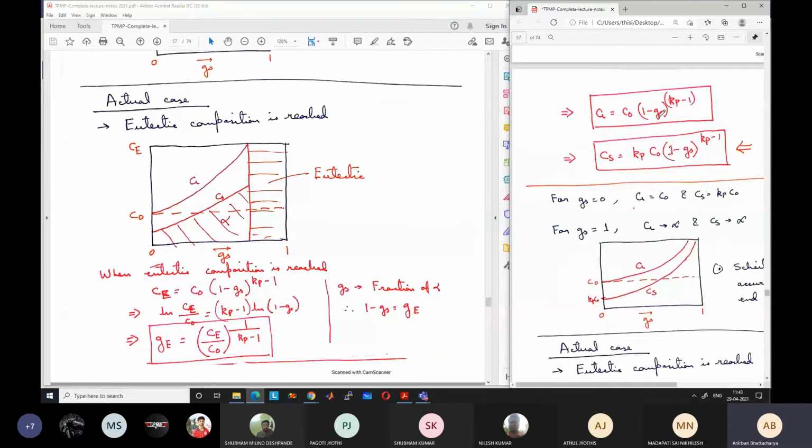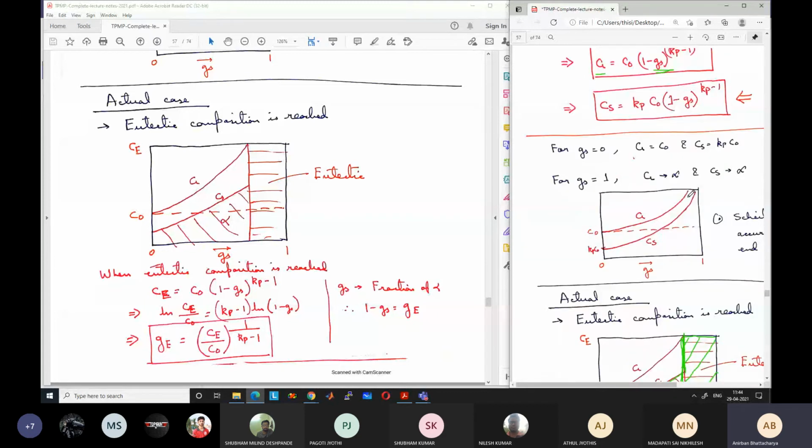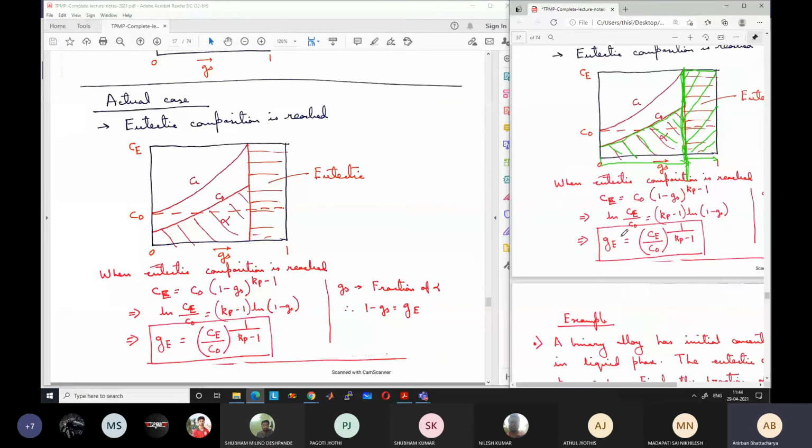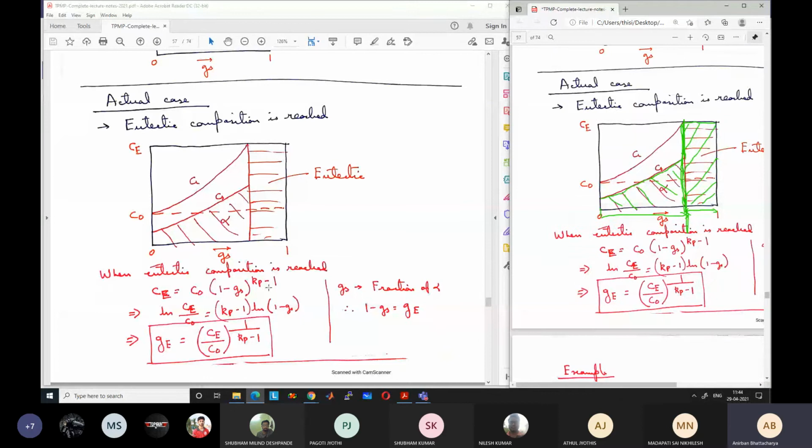So when Cl reaches Ce, I can write this as Ce is equal to C0 (1 minus GS) to the power Kp minus 1. So if I write here Ce, it means that the solid fraction at that point is equal to this solid fraction. At that point, the concentration has reached Ce. Okay, so with this now, we can write ln Ce by C0 is equal to Kp minus 1 ln (1 minus GS). Because GS is the fraction of alpha phase, 1 minus GS is the fraction of eutectic.